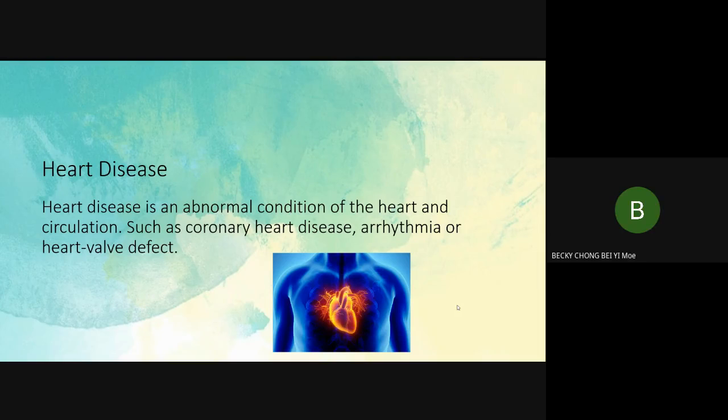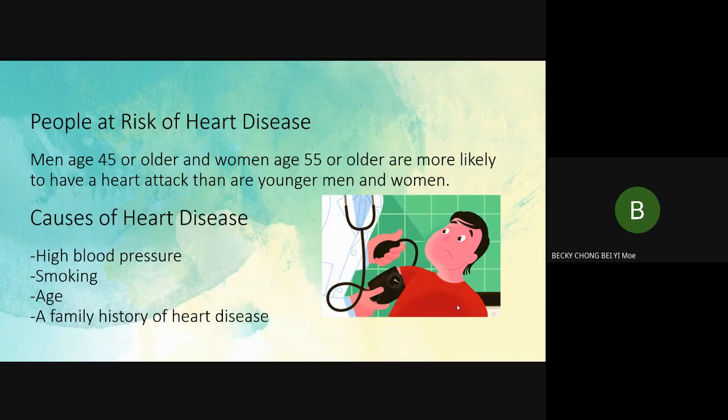The meaning of heart disease. Heart disease is an abnormal condition of the heart or of the heart and circulation, such as coronary heart disease, arrhythmia, or heart valve defect. People at risk of heart disease: men aged 45 or older and women aged 55 or older are more likely to have a heart attack than younger men and women.